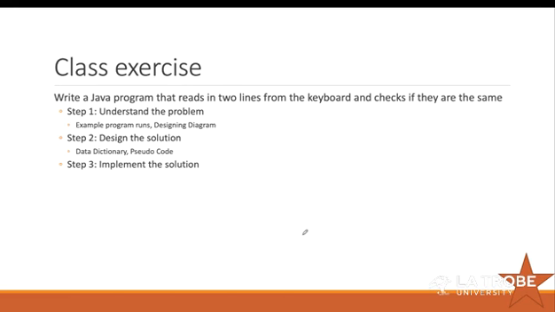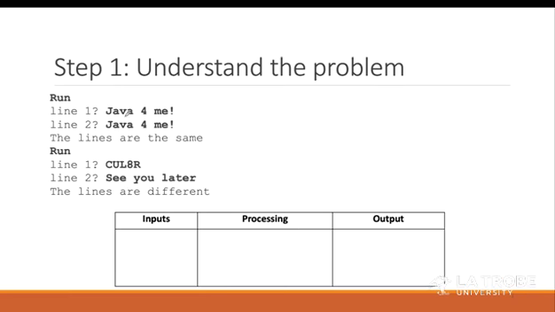Now we'll go through one of the class exercises. It says write a Java program that reads in 2 lines from the keyboard and checks if they are the same. So first we need to take input from the user, 2 lines, and then check whether those 2 lines are the same or not. Let's say line 1, the user is entering Java for me, line 2 is again the same, Java for me, and you can see that they both are the same. So we need to output that the lines are the same. In the second run, you can see that line 1 is not the same as line 2, so they are different, so you need to print the lines are different.